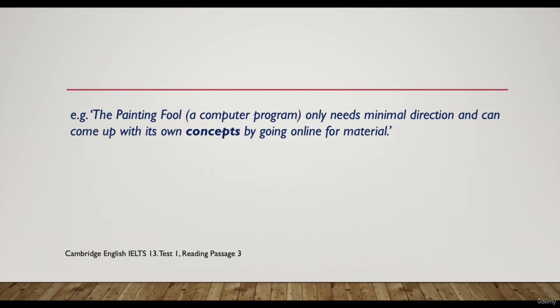And an example from the passage. The Painting Fool, a computer program, only needs a minimal direction and can come up with its own concepts by going online for material. This means that this computer program, which is called the Painting Fool, needs very little direction. That is, it doesn't need to be controlled. It can work on its own, but it needs really very little direction. And it can find its own ideas by going online. So concepts here is used to say new ideas.